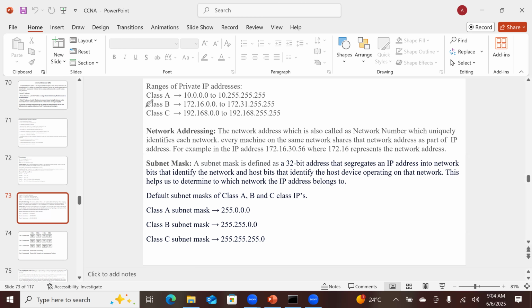After that, in class B, we have the range of 172.16.0.0 to 172.31.255.255. This is the range they have given for private IP addresses. They start with 16 and end with 31. Here 172.16 to 172.31 belongs to the network, and the remaining two octets belong to the host portion. That is, 16 bits are given for the network and 16 bits for the host.